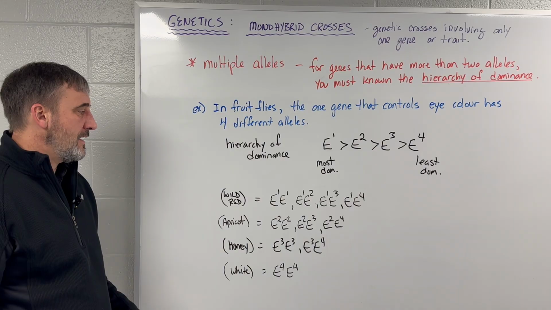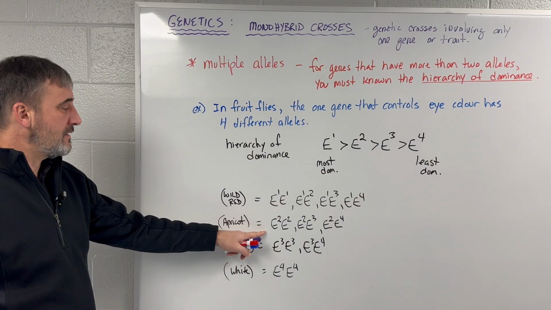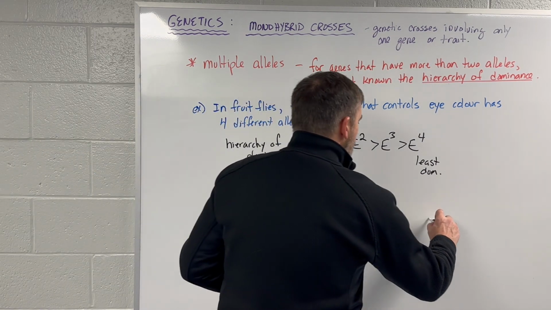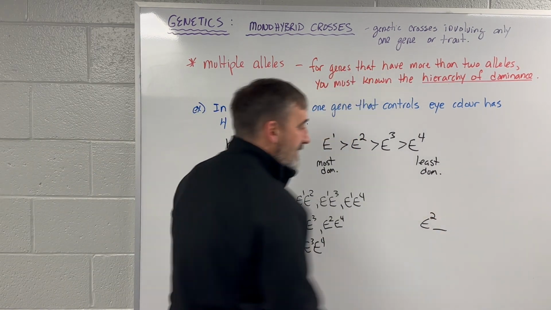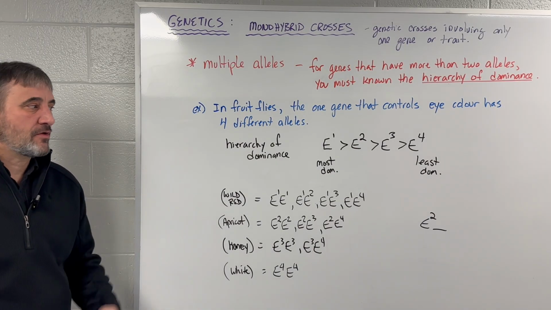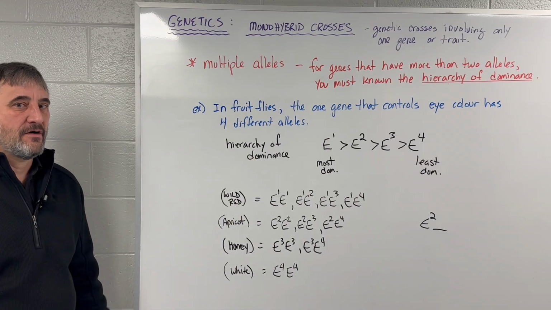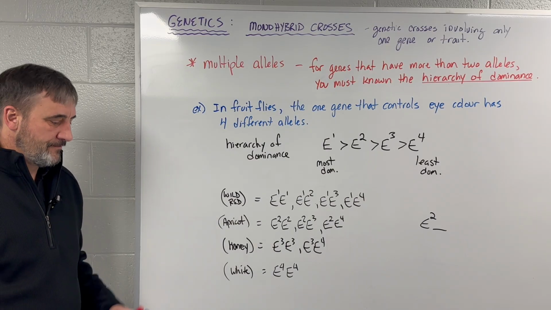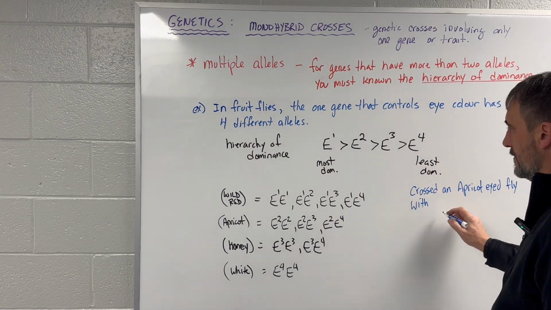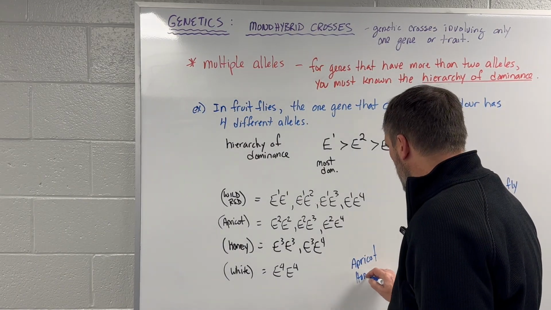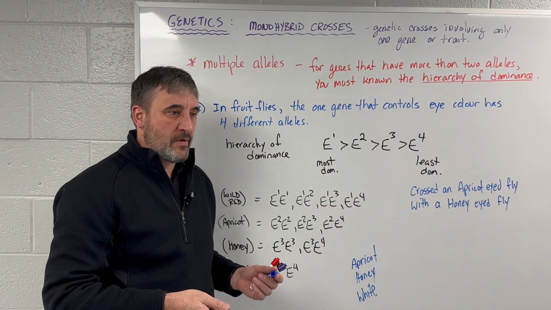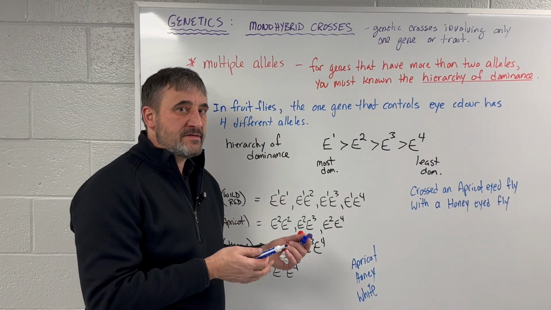Okay. If you saw an apricot colored fruit fly, you would know that it has an E2 for sure, and then something else. You wouldn't know what the other one is, unless you performed a cross, then maybe you could figure it out. I'll give you an example of that. So here's an example of using the offspring to figure out the parent's genotype.